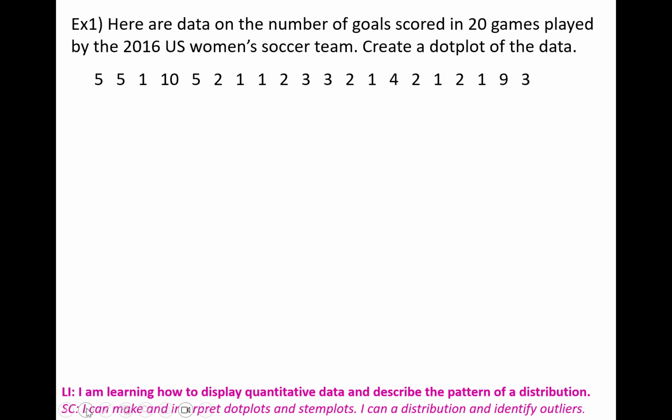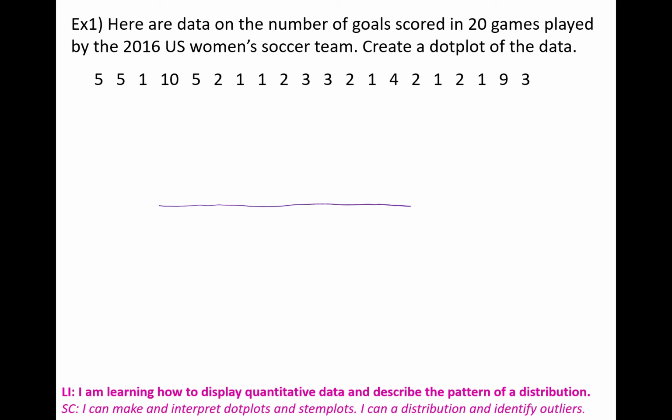All right, so here are data on the number of goals scored in 20 games played by the 2016 U.S. women's soccer team. Create a dot plot of the data. So a dot plot you probably already have done before, but we're going to go through it quickly. A dot plot is based on a number line. So you're going to draw yourself a number line, and you want to make sure that you include all the numbers that you see in your data.